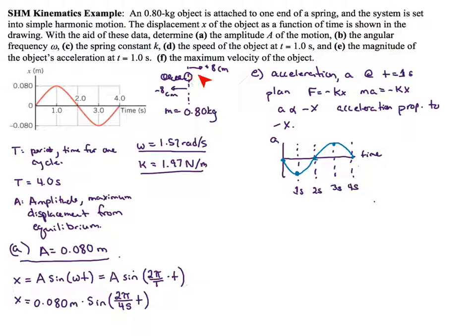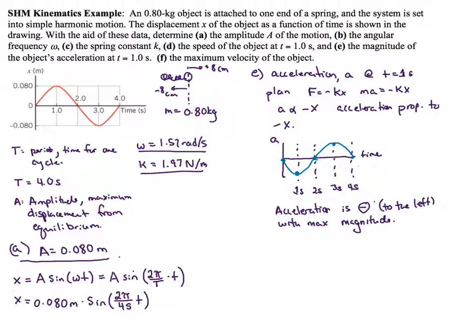So here's a spring oscillating back and forth. At 1 second, it's over here at 8 centimeters, its maximum extension. And that makes sense that it would be then accelerating in the negative direction to the left, because the spring would be pulling it to the left. And also the spring force would be the maximum here, so it makes sense that it would feel its maximum acceleration.